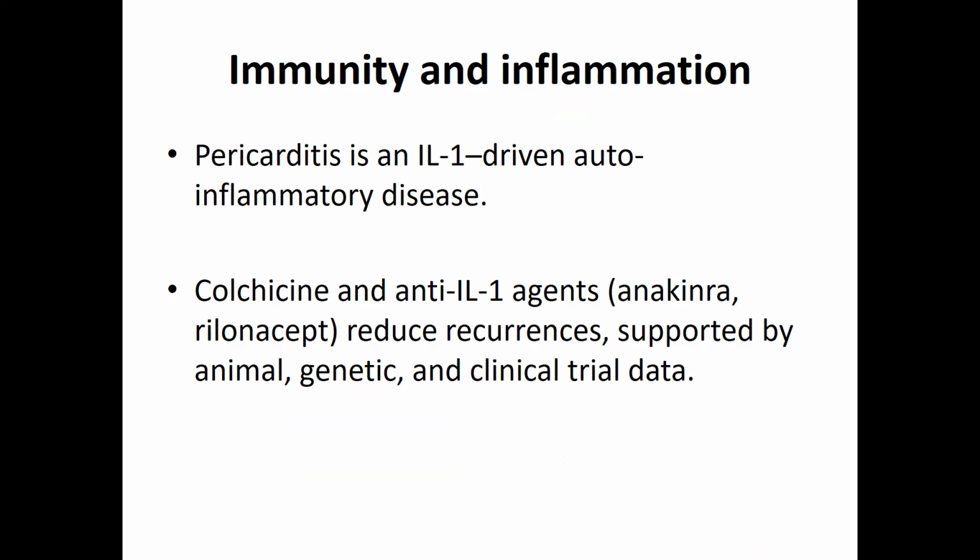A few words about immunity and inflammation in pericarditis. Pericarditis is an interleukin 1 driven autoinflammatory disease. Colchicine and anti-interleukin 1 agents, which are anakinra and rilonacept, reduce recurrences, and this is supported by animal studies, genetics, and clinical trial data that these two medications target interleukin 1, which is the main drive for pericarditis, and that's why it has been approved.